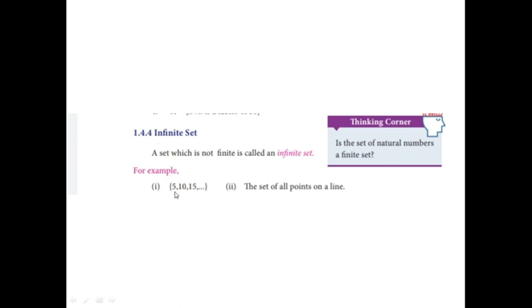An example is, see here, 5, 10, 15, etc. It goes on. There is no end point in this set. That means it's a sequence of multiples of 5. So it goes on till infinity, which is uncountable. Therefore, it's an example of an infinite set.